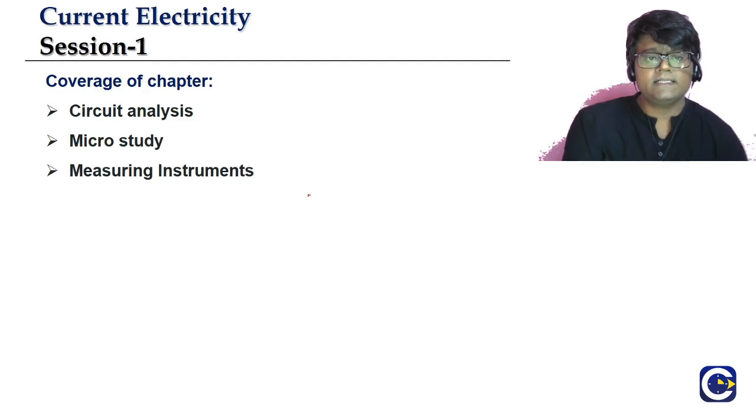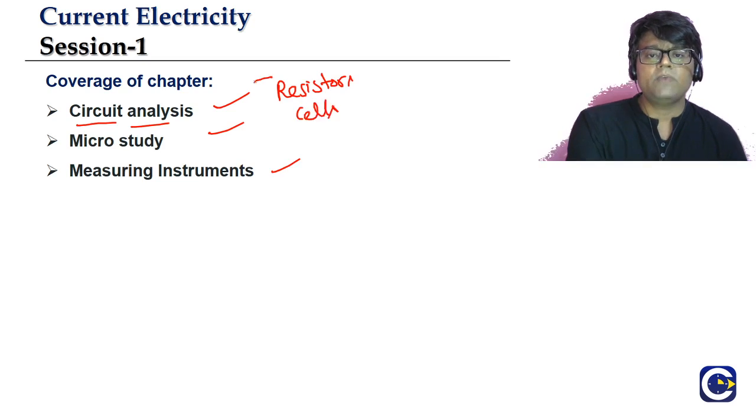In the current electricity topic, we are going to be broadly looking at these things. These are the 3 main areas that we'll be covering in this chapter. One is the circuit analysis. This is where we have a combination of resistors and cells. How we are going to study the combination of cells and resistors is what we'll cover in the circuit analysis.